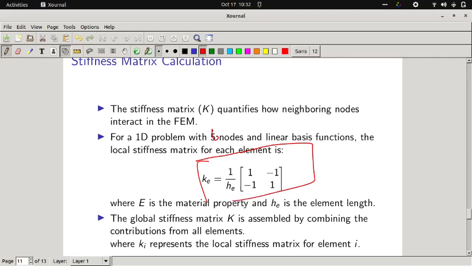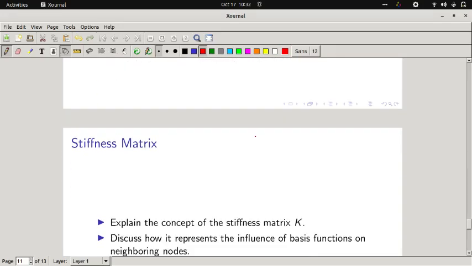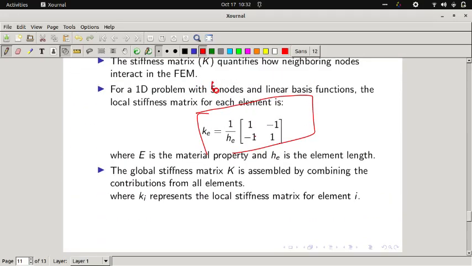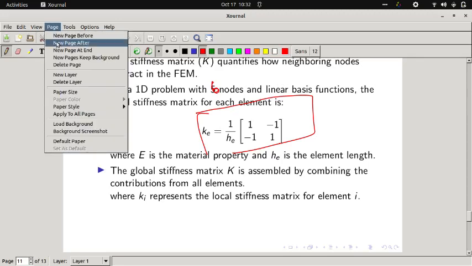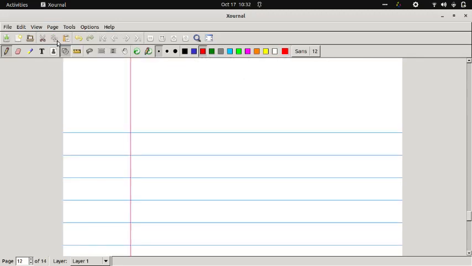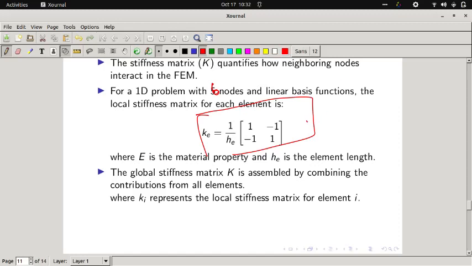Sorry, this is 6 nodes, 5 elements. Now I want to assemble the matrix, that is my aim. So I think everyone is clear with how this local stiffness matrix is formed.